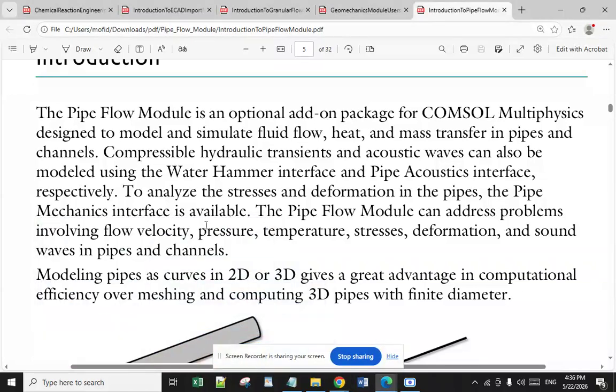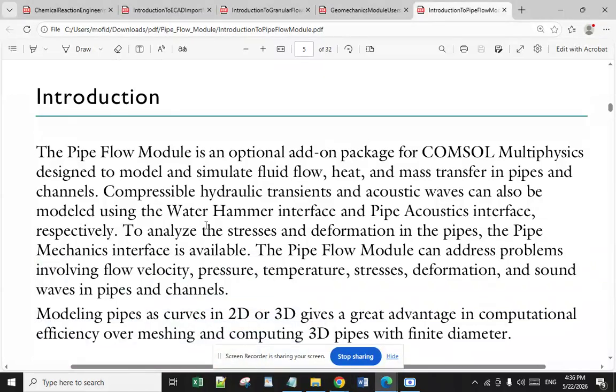In the name of Almighty God, I am Master Hassan Kosha, and today I want to talk about the introduction to the Pipe Flow Module. The Pipe Flow Module is an optional add-on package for COMSOL Multiphysics designed to model and simulate fluid flow, heat, and mass transfer in pipes and channels.